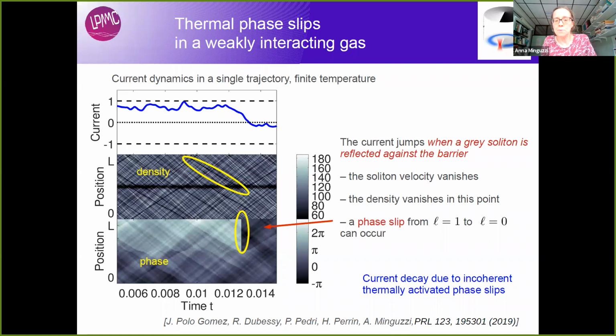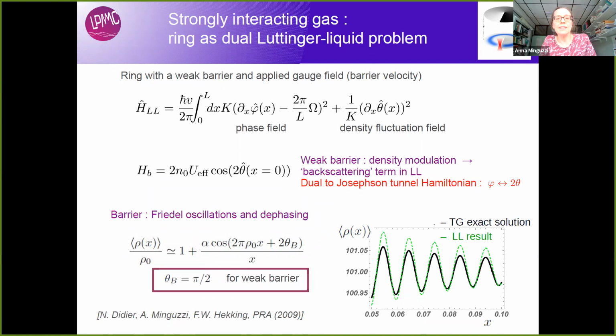Then, as a last point, let us consider the strongly interacting regime. In this case, we use again the Luttinger liquid theory, and it's quite beautiful that there is a duality between density and phase if you change kappa onto 1/kappa. So essentially it's very similar to the situation that I described in the first part of the talk.